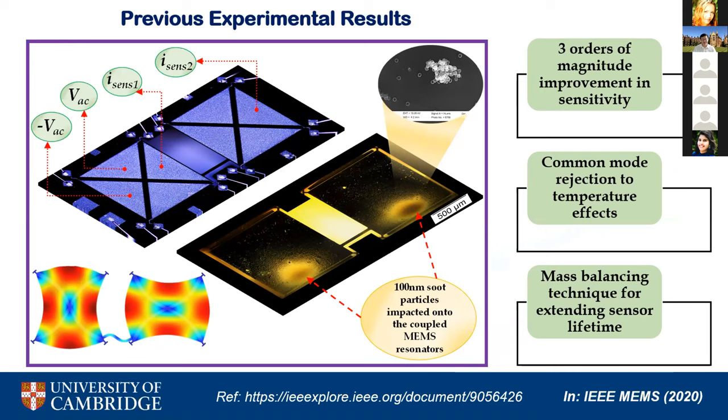Sensitivity was higher when considering amplitude ratio as output instead of considering the resonant frequency shift as output. Similarly, the resonators returned to their initial state when particles were deposited onto both the resonators. The resonators were also insensitive to temperature when amplitude ratio was considered as the output signal. So in the previous design of coupled MEMS resonators, we have seen improvement to mass sensitivity based on amplitude ratio as output, common mode rejection to temperature, and a mass balancing technique for extending sensor lifetime.